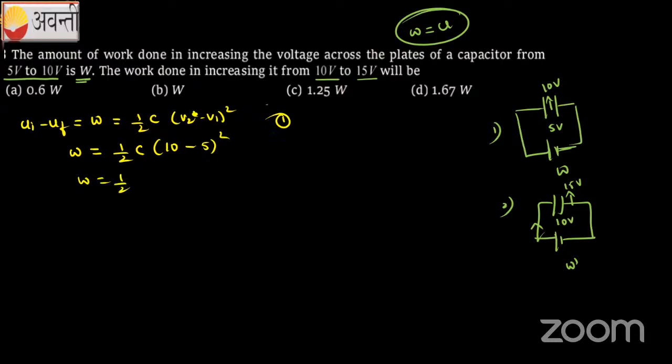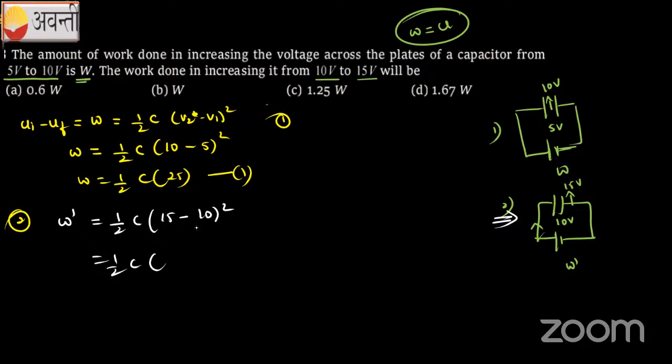Then the work done will be equal to half C into (10 minus 5), which is 5, that means 25. I will call this equation number 1. For the second scenario, similarly you have to write. This time I will write the new work done as W dash. It will again be half C, where V2 is 15 volt, minus the initial voltage, which is 10 volt. So half C (15 minus 10) is 5, and the square of 5 is 25. Is it right what I'm writing here? Yes, correct.